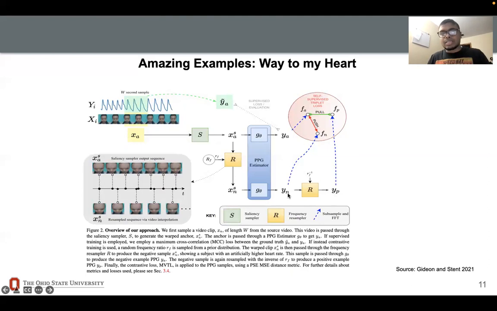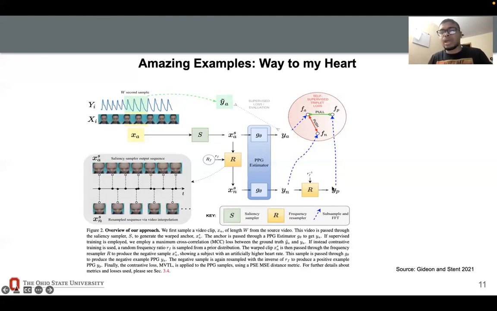Basically, when you get this negative heart rate, which is not actually the true representation, you can use it to invert the effect that you used to amplify. So you invert the RF randomly and you get the positive sample back, which was the actual heart rate shown on those video frames.